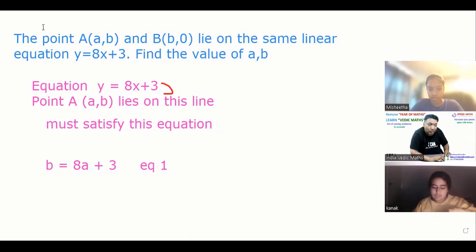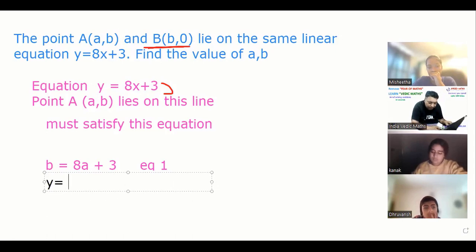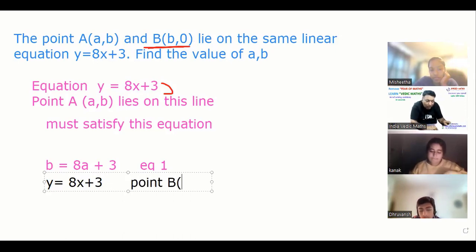Now, Dhruvansh also says, sir, my point B also lies there, right, Dhruvansh? This point also should be satisfying this equation. So what will Dhruvansh do again? Dhruvansh will again write the original equation. Let me write in a different color this time. What was the original equation? This, right? This was the original equation of the line, correct, Dhruvansh? Which point is satisfying this? Point B is satisfying, right?